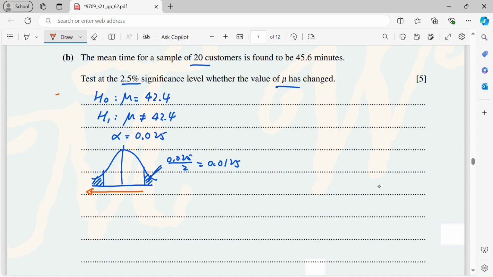So when each part is 0.0125, the total region towards the left side will be 1 minus 0.0125, that is 0.9875. Now I have to read the normal table. When the total probability is 0.9875, the critical value is 2.24. Therefore, I'm writing: reject H0 if the modulus of Z, both sides, is greater than 2.24. That's why I put modulus. Supposedly this is negative 2.24 because it's a two-tailed test.